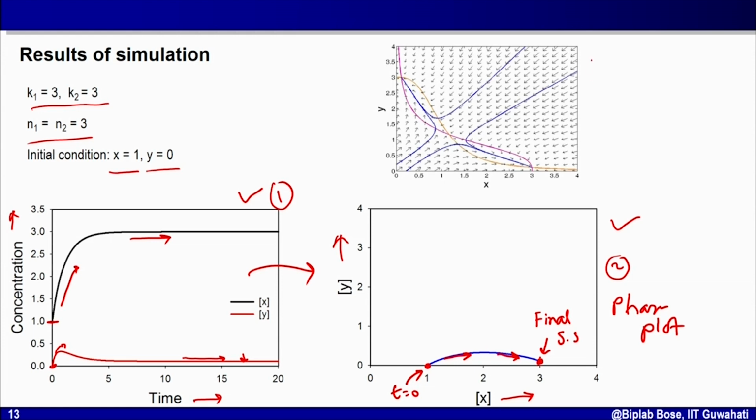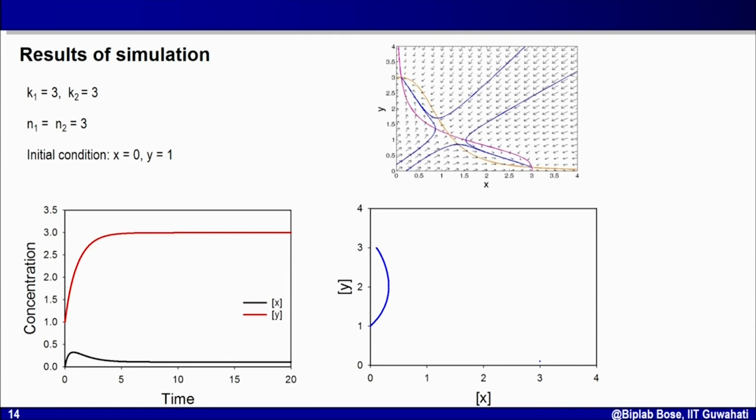Look at the phase plot that we drew just now in the previous slide, which has a phase portrait and a graphical method has been used. So you are starting from here. If you follow the arrow, you will land up in this position. So I get the same behavior as I got by numerical simulation.